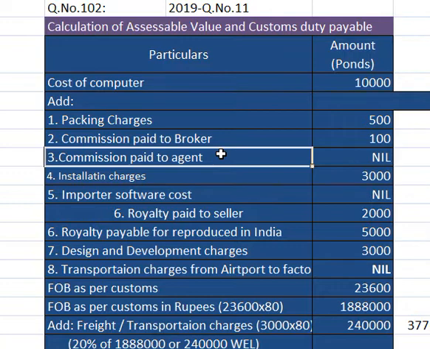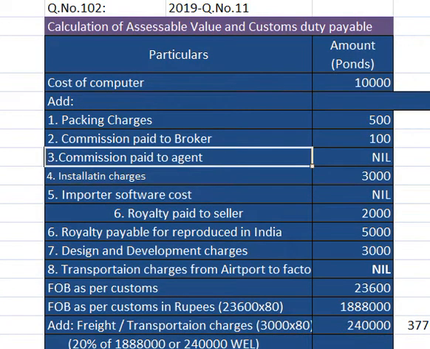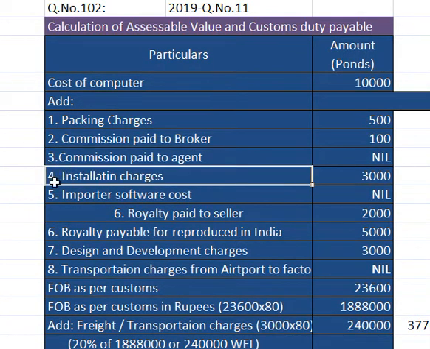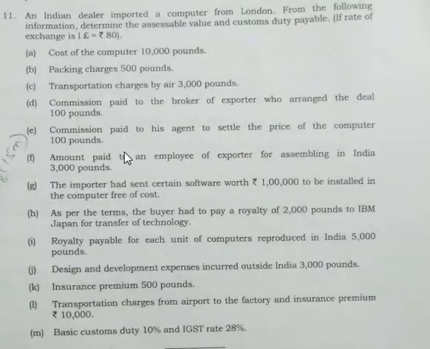In the theory PDF, I think I have given it in the baggage theory. Read this part. Then move to installation now. Installation charges is 3,000, sorry, not rupees, in pounds. See the question now. So commissions E and F are clear. Broker commission is considered; agent commission is not considered. Then the amount paid to an employee of the exporter for assembling in India. The goods come to India and are assembled here.